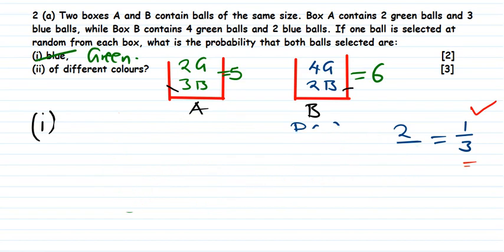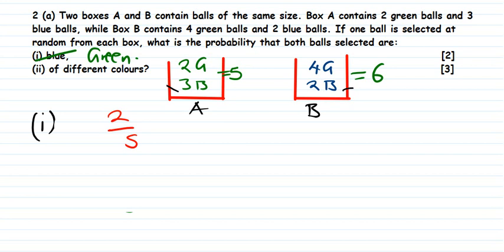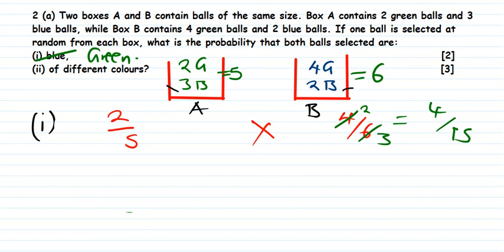Okay, the principle there would be simple. Just look at the first box. What's the probability of picking green? So we had 2 over the total, which is 5, and then there we have 4 over the total, which is 6, and then multiply the two answers. Okay, so there are 2 where it's 2, 2 where it's 3. You end up with 4 over 15.